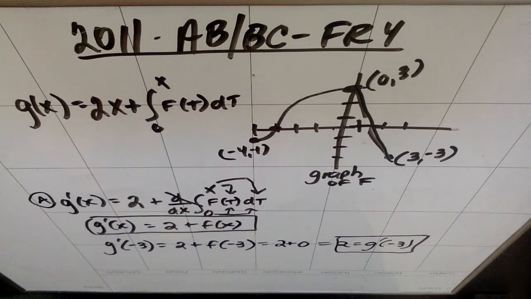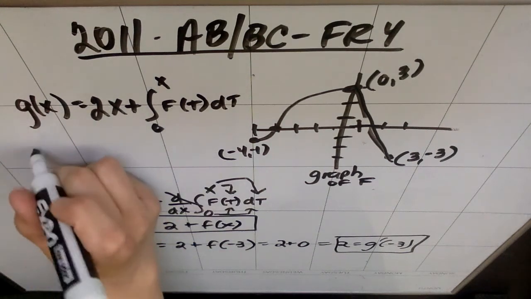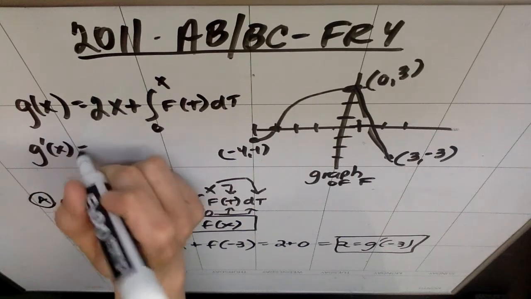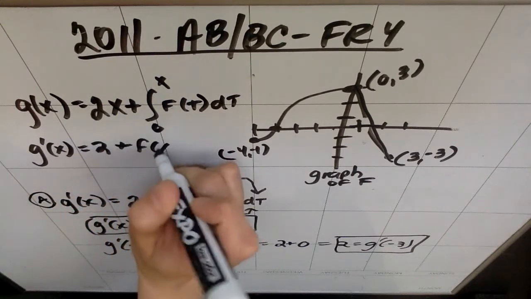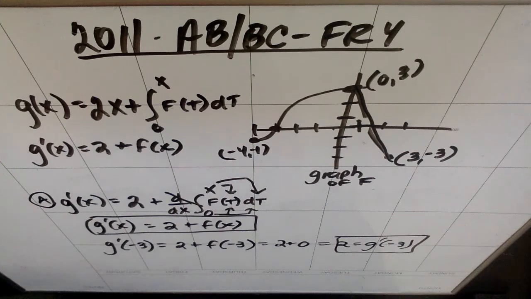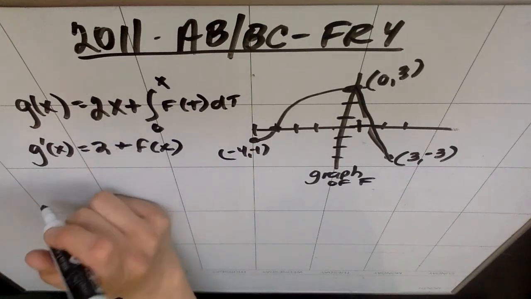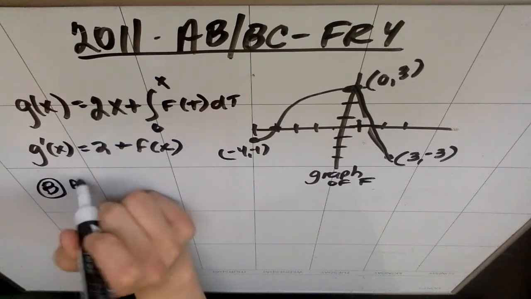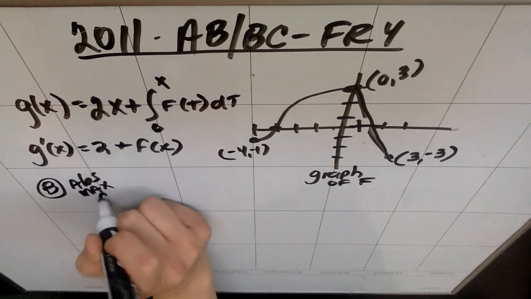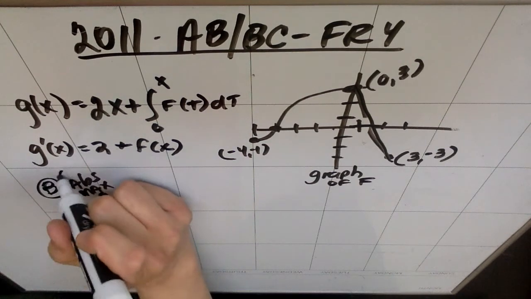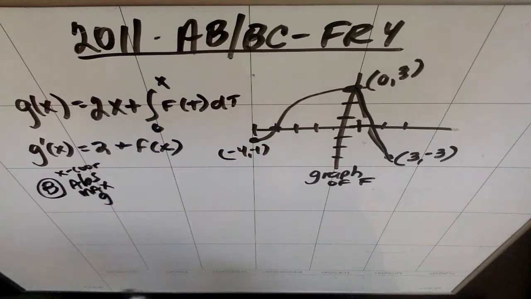Cool. Part B. We're going to end up needing this g prime relationship later, so I'm just going to save that up here. So g prime of x is 2 plus f of x. Determine the x-coordinate of the point at which g has an absolute maximum on the closed interval from -4 to 3. Justify your answer. So part B asks us about an absolute max for g, and they just want the x-coordinate. They don't want the actual max value. So that's what they want.